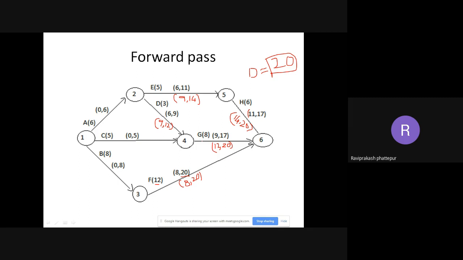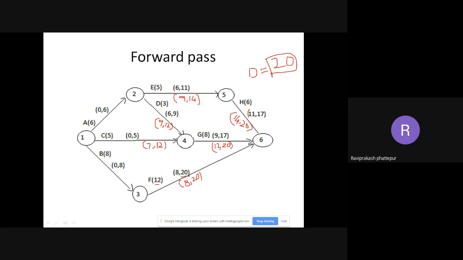So coming to C, the end of C will be 12 because the start of G is 12. So I have to put 12 here. Okay, comma. What is the duration? Duration is 5. 12 minus 5 is 7. So this will be 7 comma 12. Okay, so this is done.